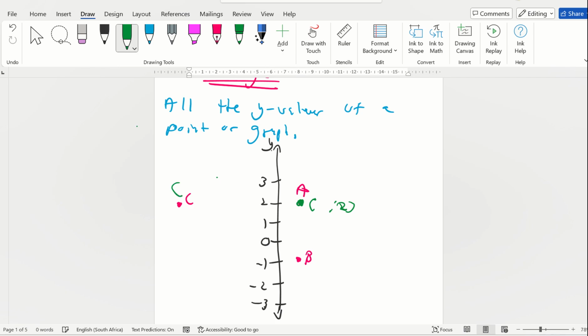What about the range of B? Proper stuff, -1. So how to write it? You're going to say y equal to -1. That's you answering the question in the exam. What is the range of C?